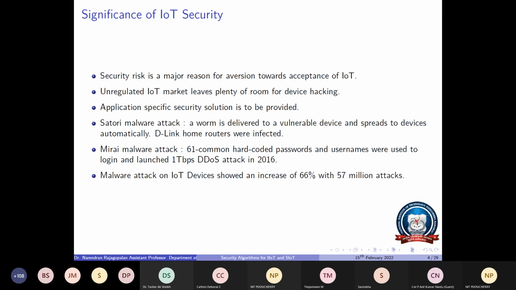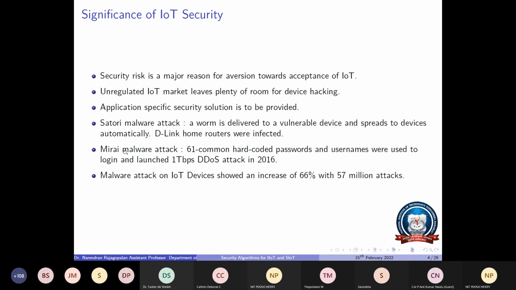There has already been an incident where a D-Link home router had a vulnerability in its software, which was about 2 years old. And this was exploited with the Satori malware attack. Worms are basically a kind of programs which replicate by themselves.